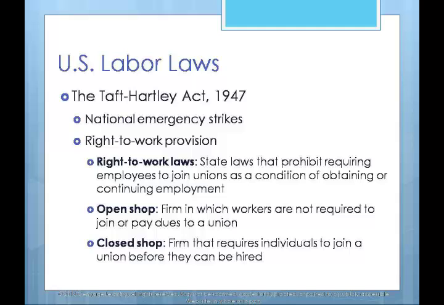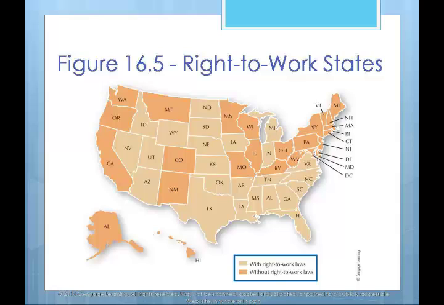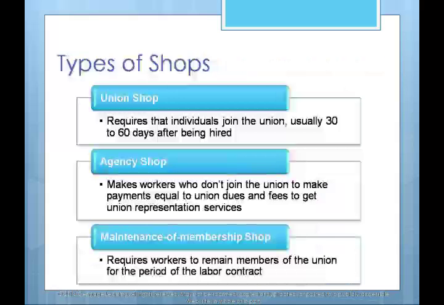construction-related occupations. This is a great chart with right-to-work laws. As you can see, the West Coast is predominantly without right-to-work states, as well as the East Coast. The South and Southeast are pretty much right-to-work states. Okay, so these are the types of union shops that you can have.